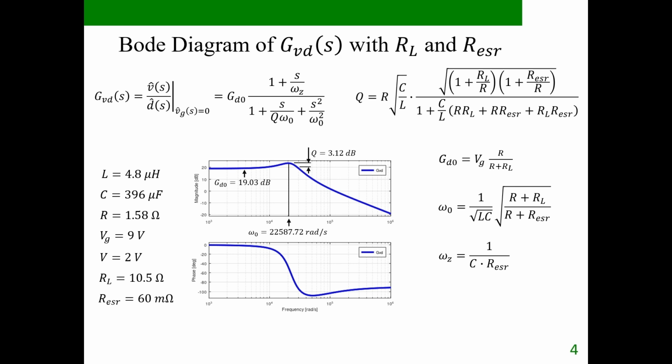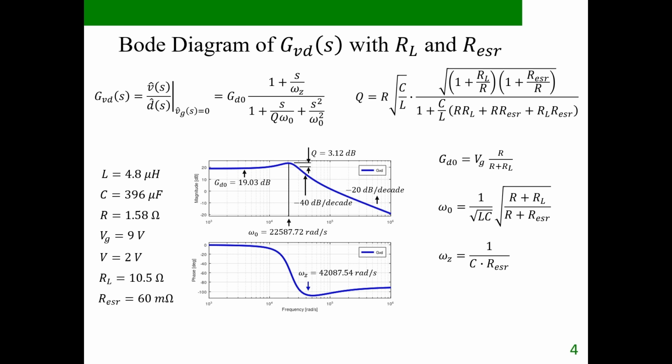After the LC double pole, the magnitude drops with the expected minus 40 dB per decade slope until we reach the ESR zero. The ESR zero is at approximately 42 kiloradians per second. Here the slope changes from minus 40 dB per decade to minus 20 dB per decade, and the phase begins to rise. This is the effect of the capacitor ESR.